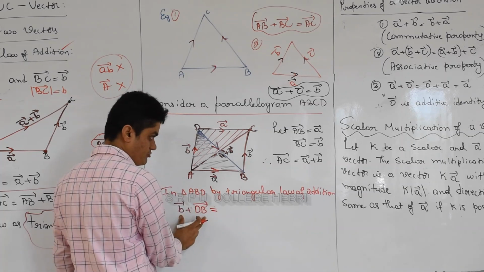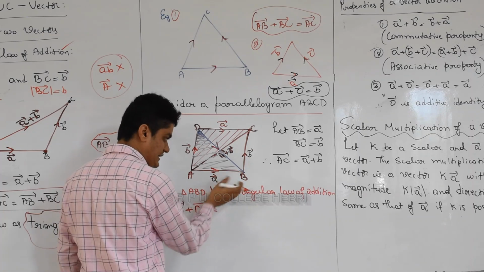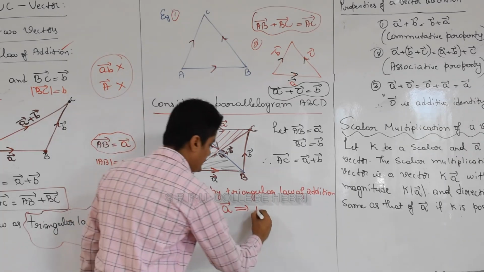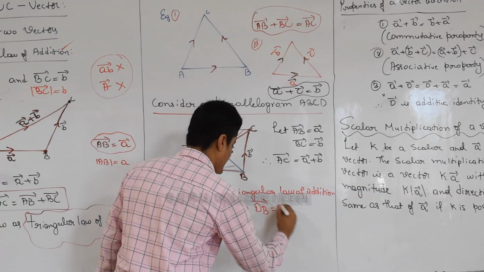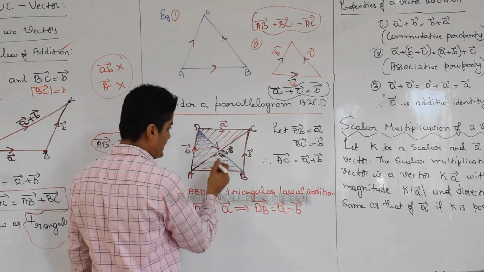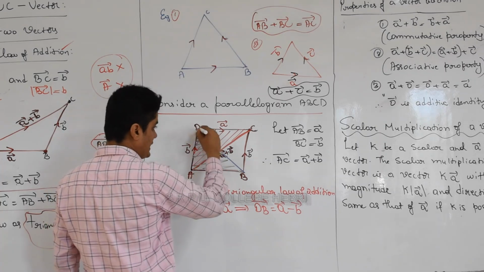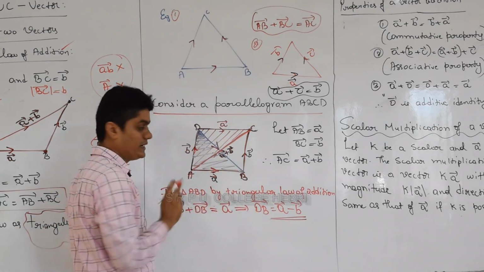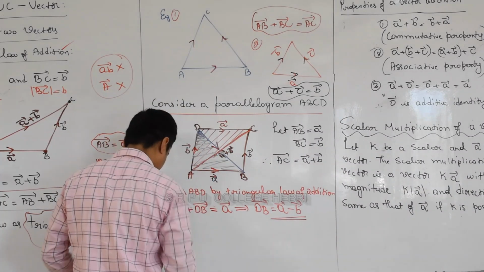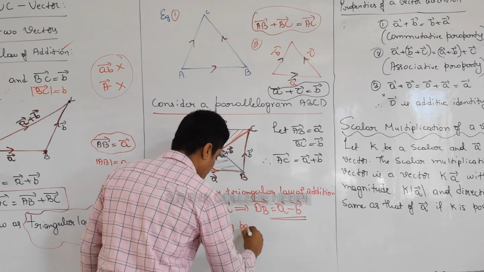Equal to, because these two are the same direction vectors, and according to the triangle law of addition, this sum must be equal to the side which is opposite to the remaining two, so that is vector A. So this implies vector DB is equal to vector A minus vector B. So what we come to know is that in a parallelogram, one diagonal represents the sum, another diagonal represents the difference, and this is known as the parallelogram law of addition.